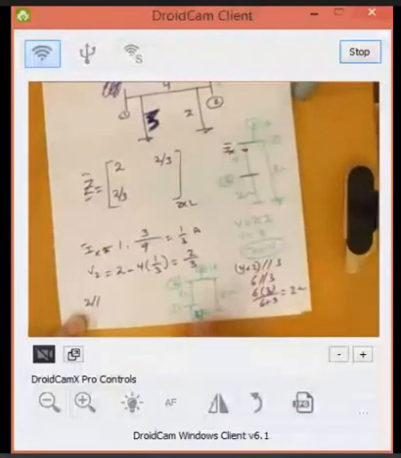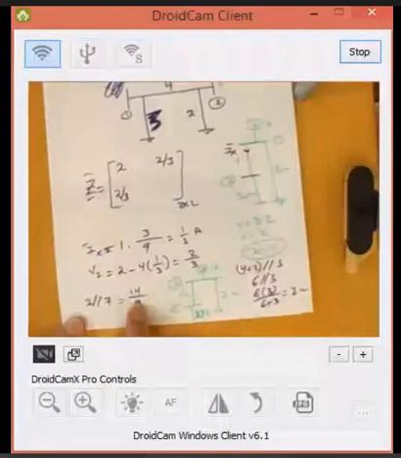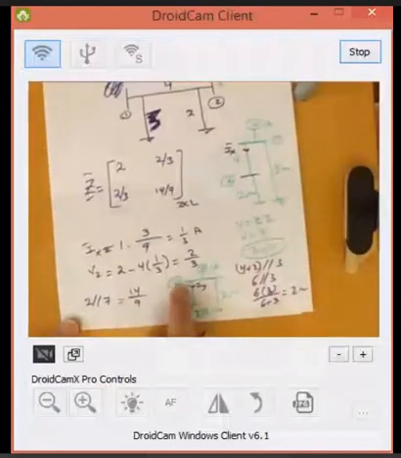Similarly, if you want to find the other element, find the current here, which we name Y, using the divider rule. Then find the drop here, V total, V2 minus the drop here, so you can find the voltage at 1, which is equal to 2 over 3.